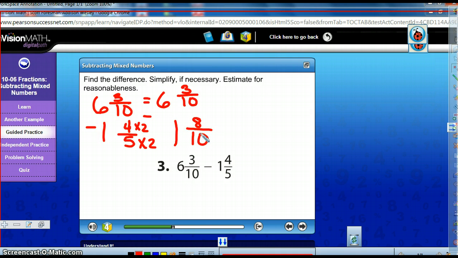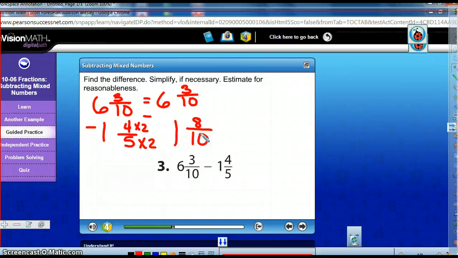I'm ready to subtract my fractions, but I have a problem. The problem is that I cannot take 8 from 3. 3 is smaller than 8. So this is where we're going to have to borrow. The borrowing is the hard part about this, is just to remember that we are in tenths here.